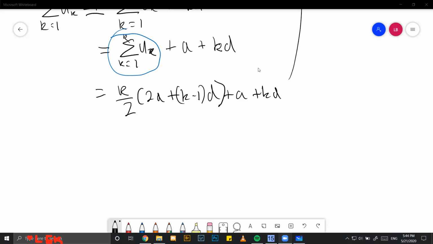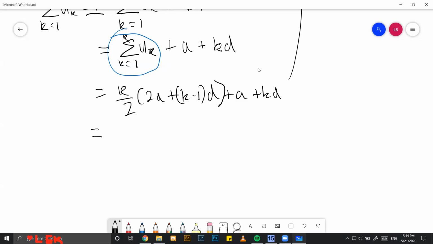Now, if I were to try and simplify all of this, it's just a matter of algebraic manipulation. Doesn't matter what parameters I'm using anymore. I'm gonna multiply everything out again. So I'm gonna multiply k over 2 times 2a and k over 2 times this over here. k over 2 times 2a is gonna be equal to ak. And then I'm gonna multiply this by that. That's gonna give us k times (k minus 1) over 2 times d. That's plus a plus kd.